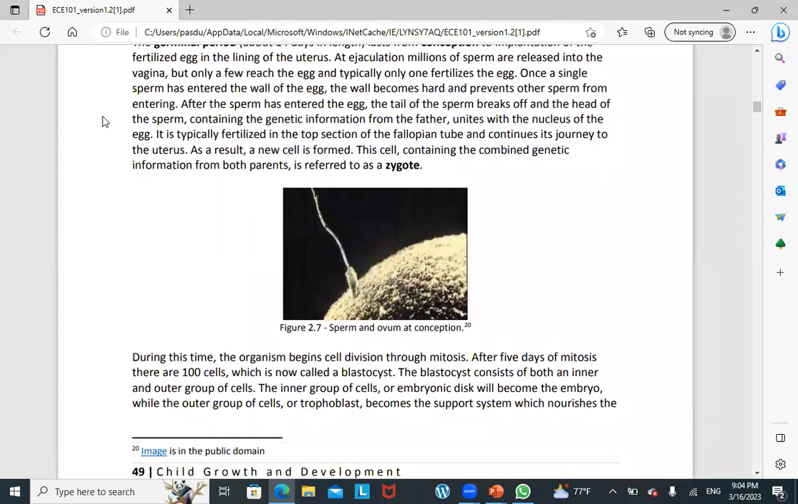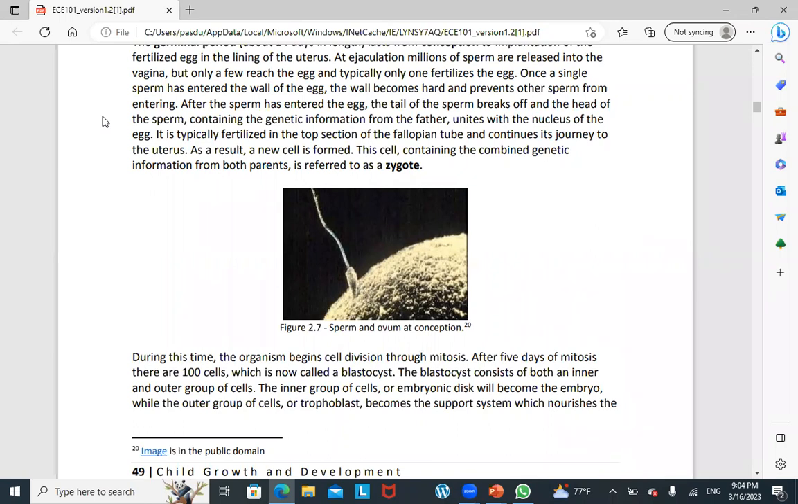During this time, the organism begins cell division through mitosis. I told you this. After 5 days of mitosis, there are 100 cells, which is now called a blastocyst. After five days of cell division, how many cells are there? The single cell is divided into 100 cells. After 5 days, it's given a name called blastocyst.